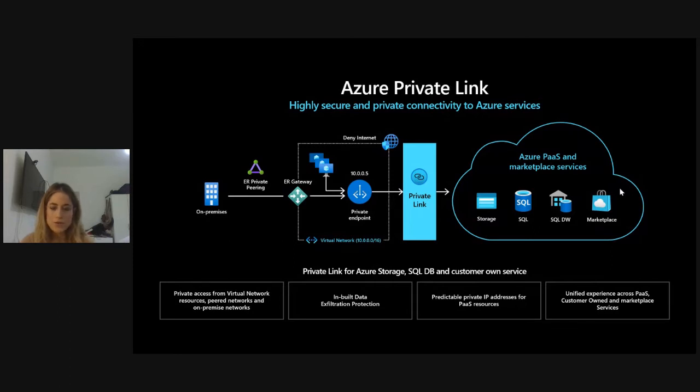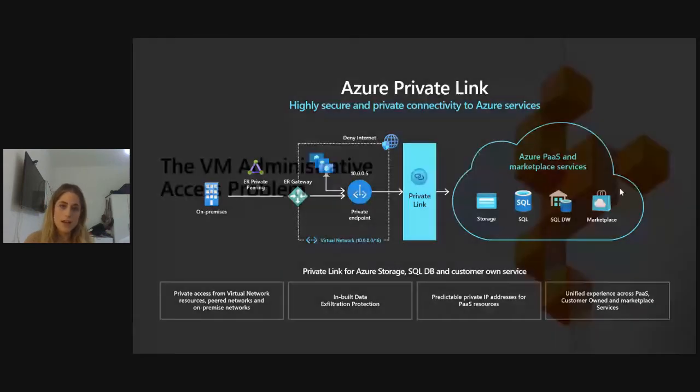So again, today it's available for Synapse and for the SQL DB and for blob storages, and obviously you should go and check what other services are allowed.